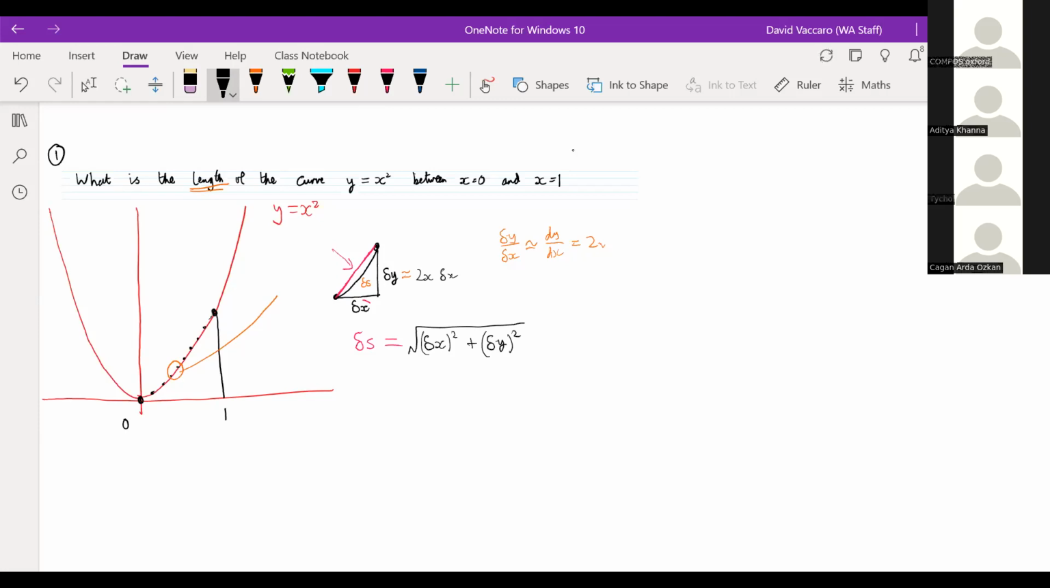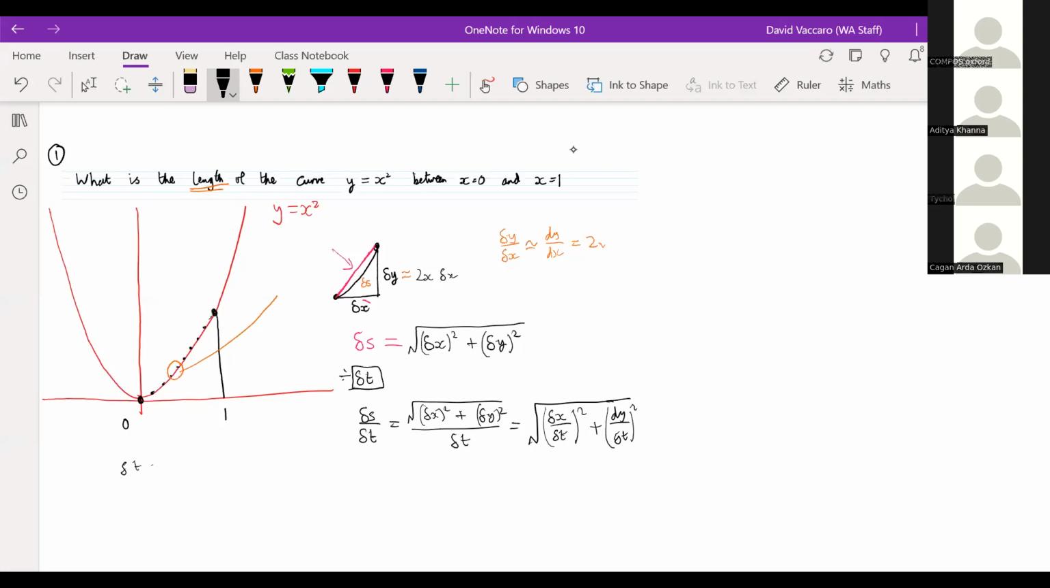Now, as it stands, this isn't really a proper mathematical object. But I'm going to do a variety of things. The first thing I'm going to do is divide by delta t, because you guys are all physicists. If I divide by delta t, I get delta s over delta t is equal to the square root of delta x squared plus delta y squared over delta t. Then I take the delta t inside the square root, and I get delta x over delta t all squared plus delta y over delta t all squared.